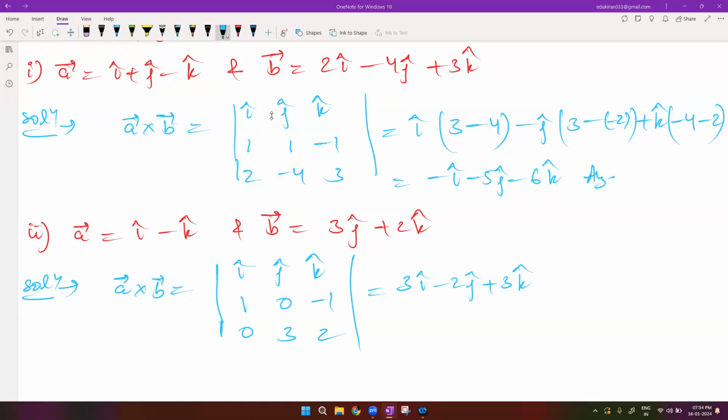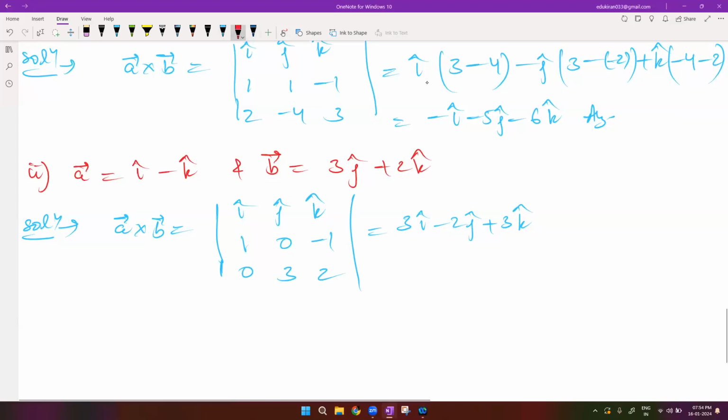I think the first one may be incorrect. That should be plus 3i, no? Plus 3i, because minus minus becomes plus. Yeah, cool.